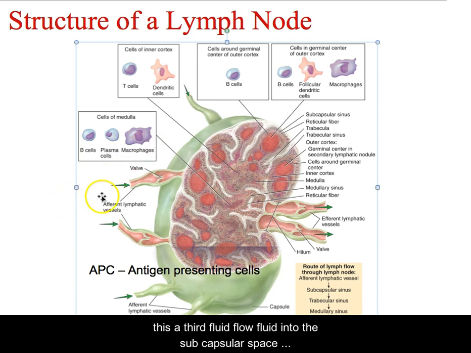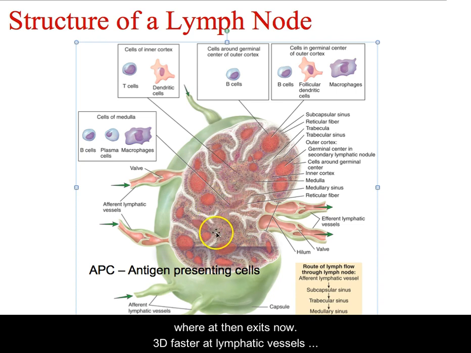And the flow of the fluid is this. Afferent flow of fluid into the subcapsular space perfuses over all of these cells till we travel to the medulla, where it then exits through the efferent lymphatic vessels.